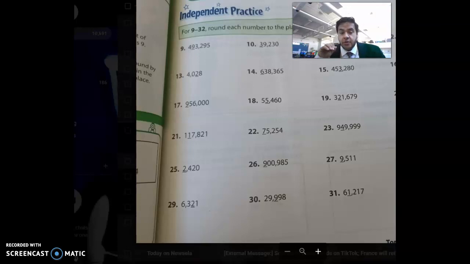Okay, so a 7's next to the 2 that's underlined. 7 is higher than 5, so the 2 is going to go up. This becomes 3, 0, 0, 0, 0, 0. The mathematicians don't talk like that. We say 300,000.